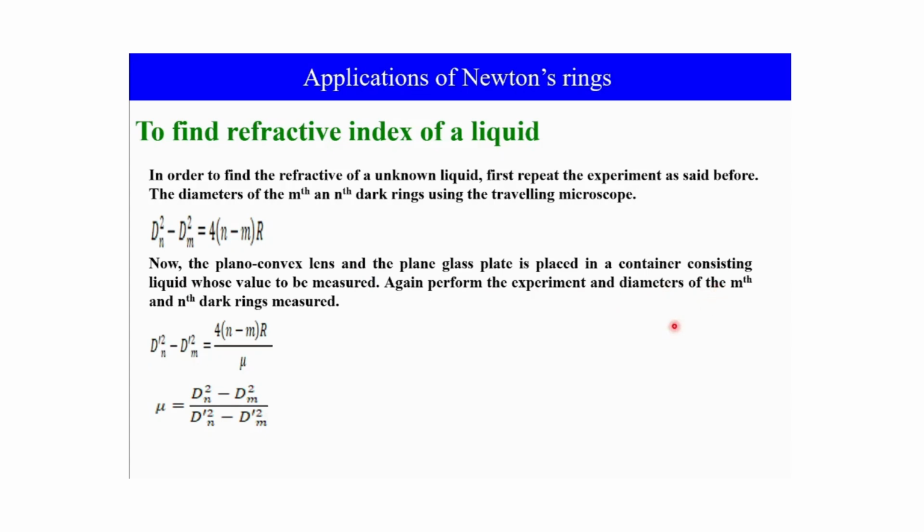Then find the diameters of the mth ring and nth ring using the formula mu is equal to Dn square minus Dm square divided by Dn dash square minus Dm dash square. Using this formula, we can find the refractive index of the given liquid. In this equation, Dn and Dm represent the diameters of the rings when the air film is present, and Dn dash and Dm dash are the diameters of the nth ring and mth ring in the case of the liquid medium. So using this formula, we can find the refractive index of the unknown liquid.